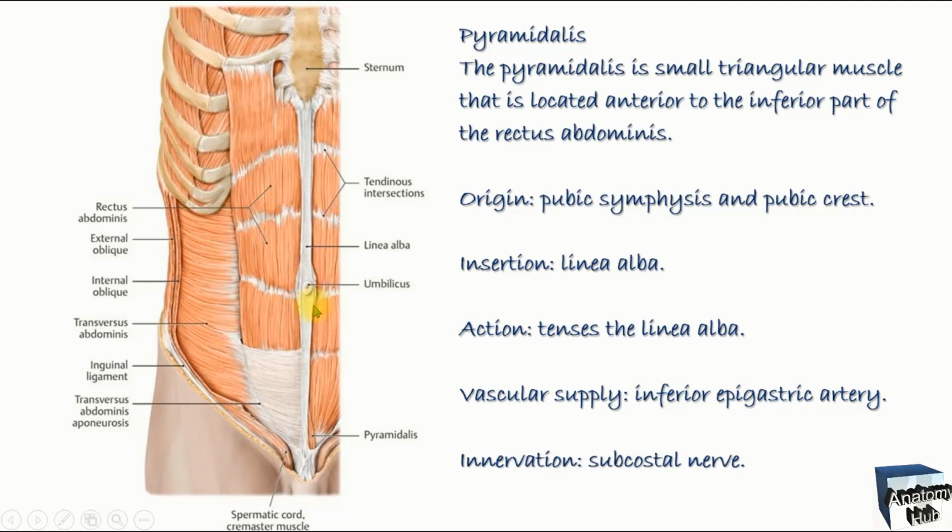so that extra support will be given to this anterior abdominal wall. It is supplied by the inferior epigastric artery, and its innervation is by the subcostal nerve.